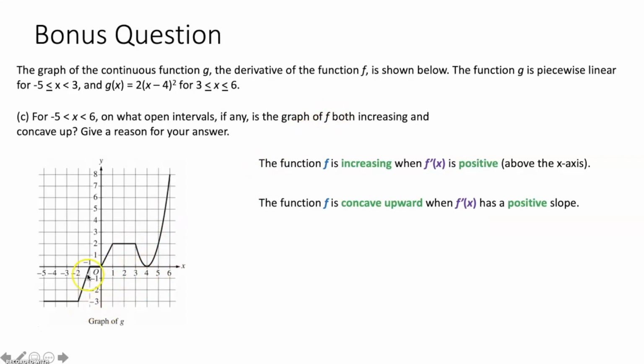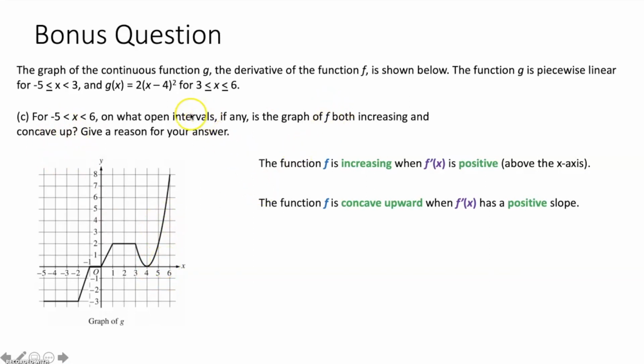Anywhere where the graph of our derivative has a positive slope is where the graph of our original function f will be concave up. So on the open interval from negative 2 to negative 1, our derivative graph has a positive slope, meaning our original function will be concave up. On the open interval from x is equal to 0 to x is equal to 1, our derivative graph has a positive slope, meaning our original function would be concave up. And then on the open interval from 4 to 6, our derivative graph has a positive slope, meaning our original function will be concave up on that interval.